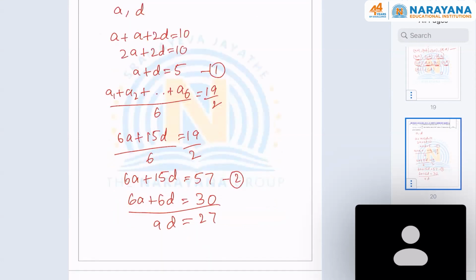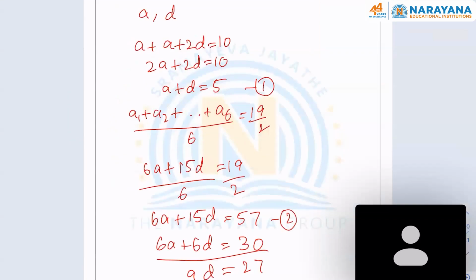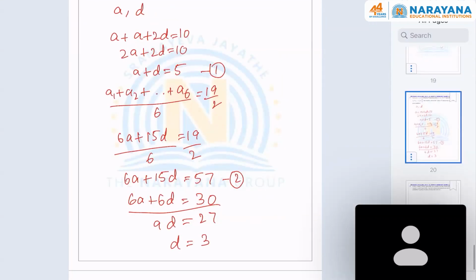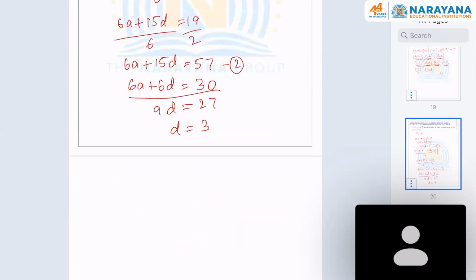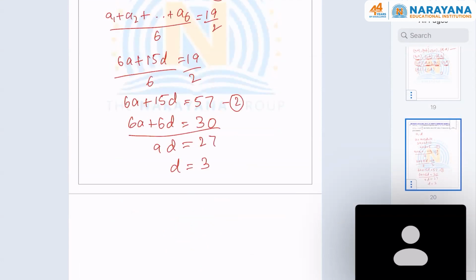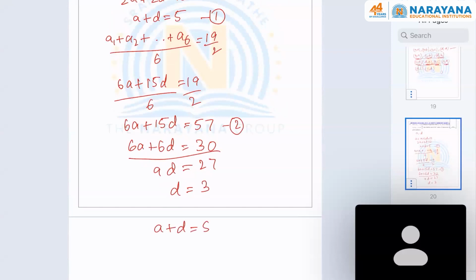So d is equal to 3. Common difference is equal to 3. And I can find a also. a plus d is equal to 5, so d is equal to 3 means a is equal to 2. a is equal to 2.